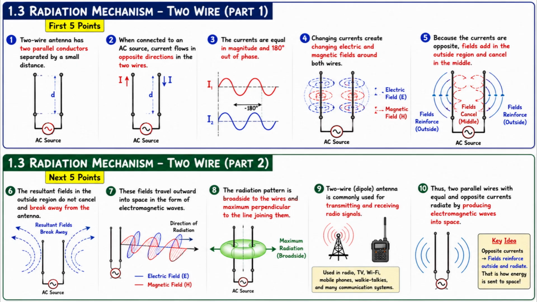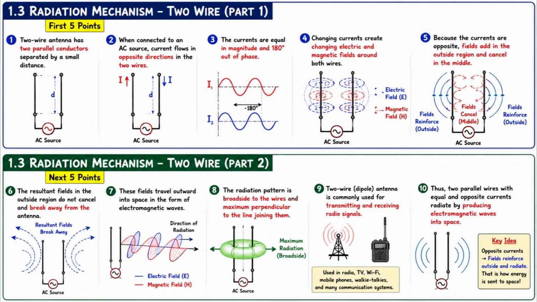Now imagine opening the two wires apart, like opening both arms. Then what will happen? We'll see. The fields cannot cancel completely. The changing electric field and magnetic field will escape into free space. This escaping energy becomes EM waves.